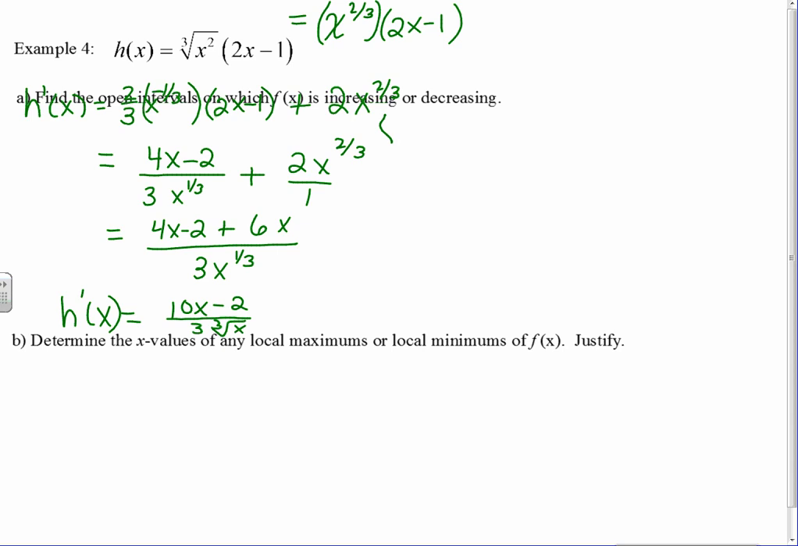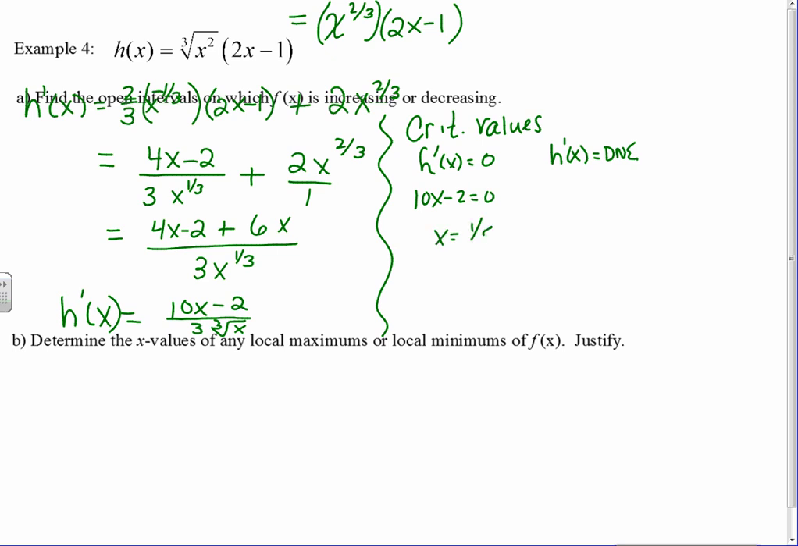In order to find my critical values, let's go after those. The critical values are happening when h prime of x equals 0 or when h prime of x doesn't exist. The place where it equals 0 is take your numerator, right? That would say that x is 1/5. Take your denominator for the does not exist. So when is the denominator equal to 0? That's equal to 3 cube root of x. Divide by 3, we get 0 is equal to cube root of x. Cube both sides and x becomes 0. I have two critical values. Critical values are x equals 1/5 and 0.